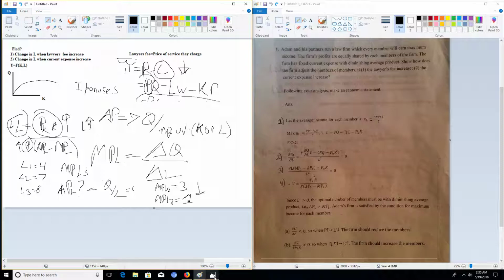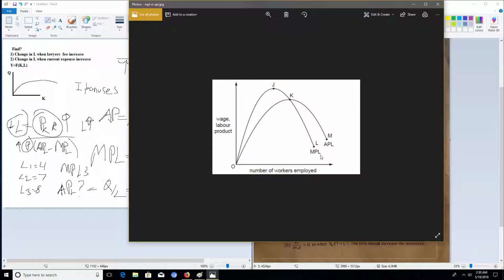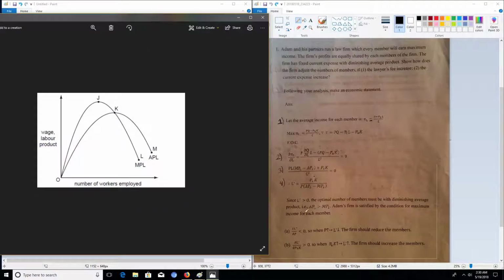And also, this part: they're saying when APL is greater than MPL, so you're in this region afterwards. So yeah, that makes sense that you would actually hire fewer workers. They said diminishing average product, so that is when APL is greater than MPL. After this point you wouldn't hire more workers, you would hire fewer. So that's why as P goes up, L goes down.